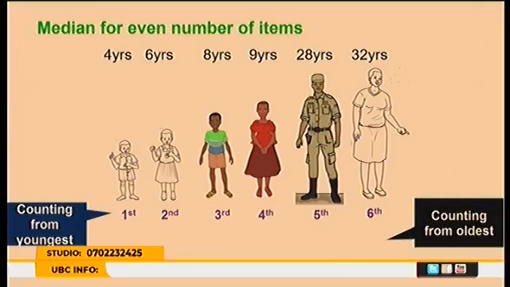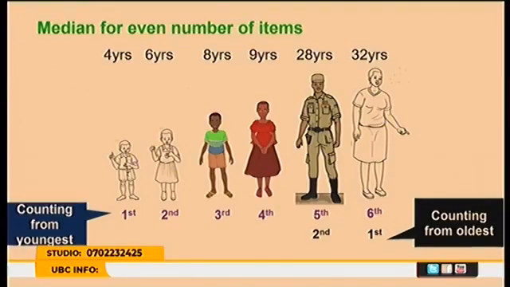Members, I've arranged my members in increasing order, or I can say that I have arranged my numbers in ascending order. So those are our members, and they are arranged in increasing order. So you can start counting from the youngest or from the oldest. When we count from the oldest, the member of the family who is 32 years is the first.